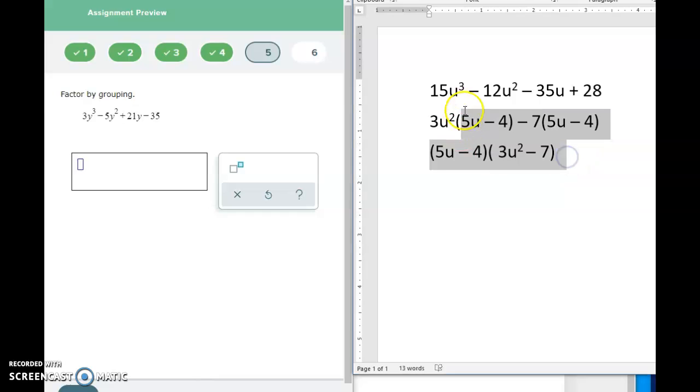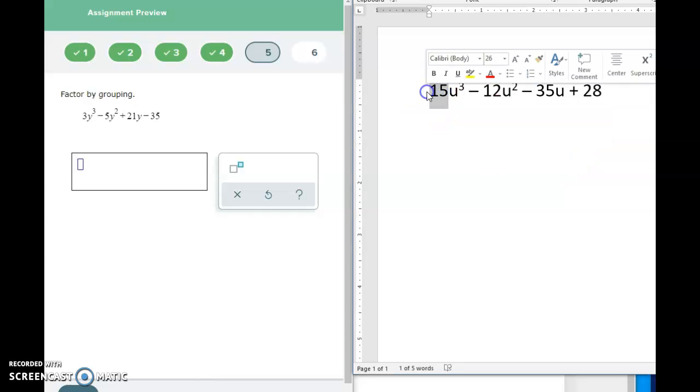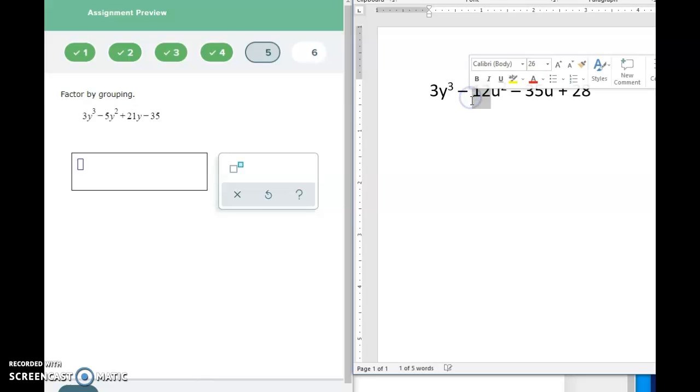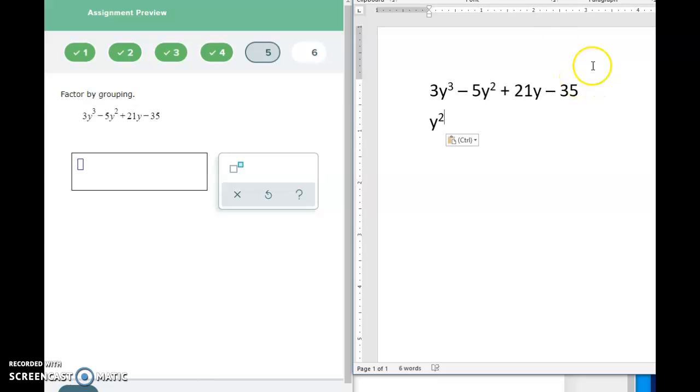All right, so here, slightly different example. I've got 3y to the third minus 5y squared plus 21y minus 35. Okay, what can we do with this? For the first two, I have a GCF of y squared. When I factor that out, I am left with 3y minus 5. And for the second two, I have a GCF of 7. When I factor that out, I'm left with 3y minus 5.